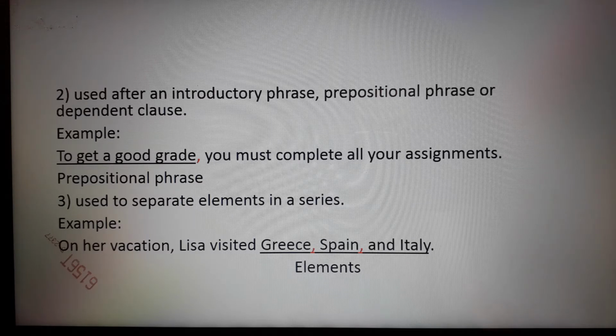A third use for a comma is that it is used to separate elements in a series. You have an example here. On her vacation, Lisa visited Greece, Spain, and Italy. So those three elements, Greece, Spain, and Italy, should be separated by commas. Okay?